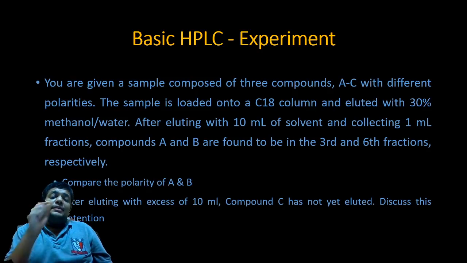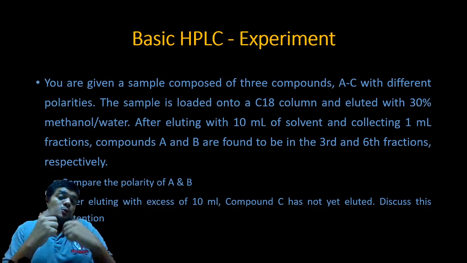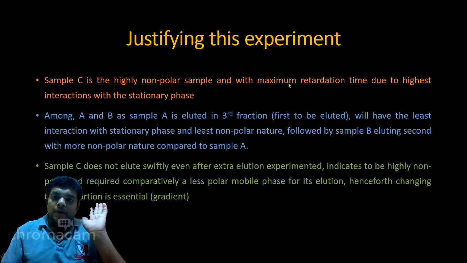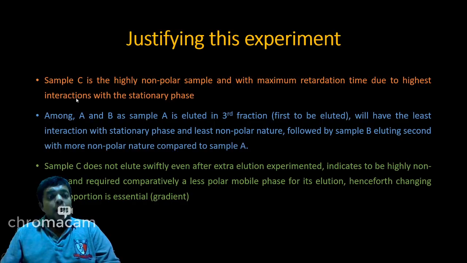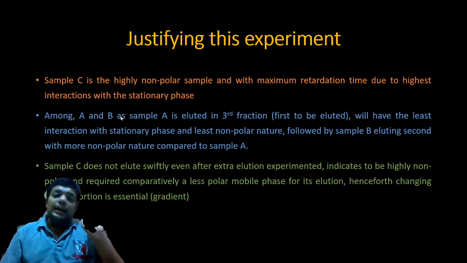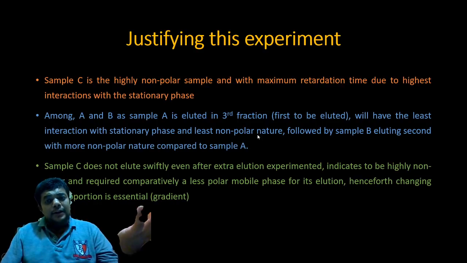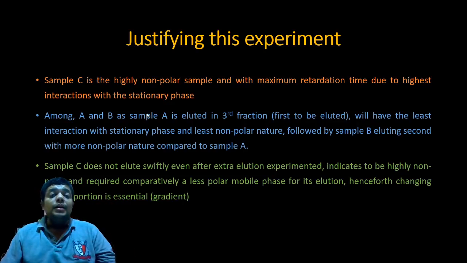So if C is not coming out and you want to bring it out, you have to change the composition of the mobile phase. So this is where the mobile phase game comes into existence. I will explain it over here. Sample C is the highly nonpolar sample with maximum retardation time due to highest interaction with the stationary phase. Among A and B, A is eluted first, will have the least interaction with the stationary phase and the least nonpolar nature. Because the stationary phase is nonpolar, it is coming out quickly, so it is not nonpolar. It might be polar. Followed by sample B eluting second with more nonpolar nature compared to sample A.